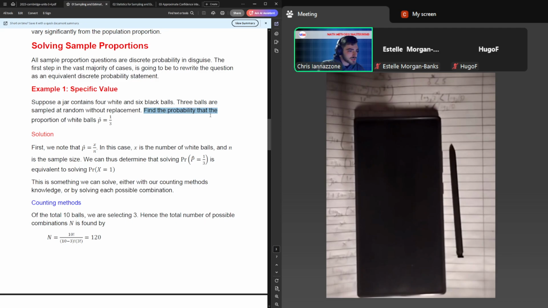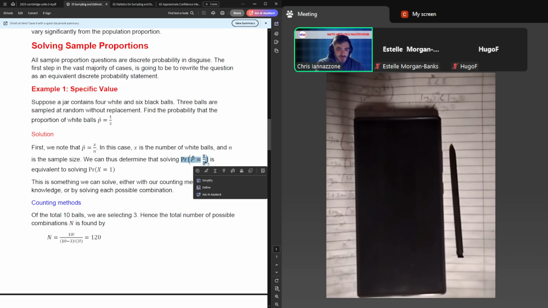With that consideration, find the probability that the proportion of white balls is 1/3. So, the first thing to note is that p hat is always calculated by x over n, essentially, where x is the number of things that you want to have, and n is the total number of things in the scenario. In this case, we're told proportion of white balls. So x is going to be the number of white balls, and n is going to be the total number of balls, or in this case, I've said the sample size.